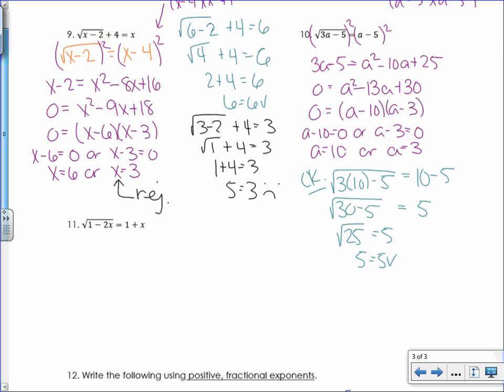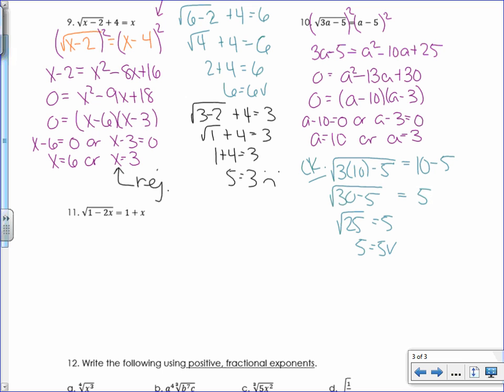Now let's check 3. I can see if I can fit this in here. So I'm going to get 3 times 3 minus 5 is equal to the square root of 3 minus 5. This is the square root of 9 minus 5, and here I get negative 2. That's the square root of 4. Remember, I only want the positive square root, so this does not check, and we need to reject it, because that is an extraneous root.